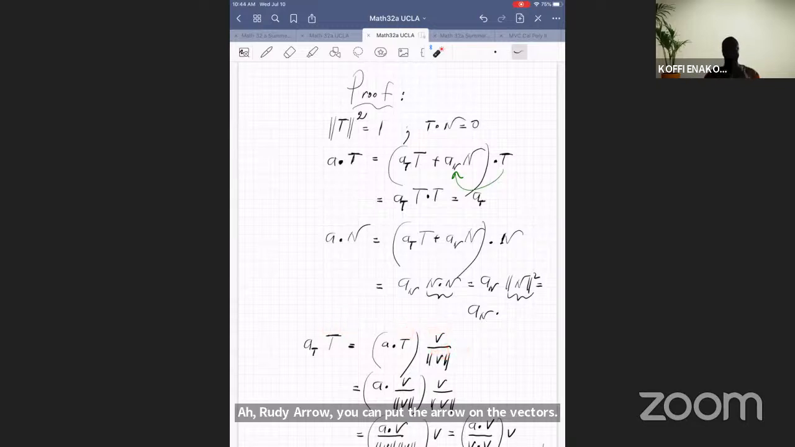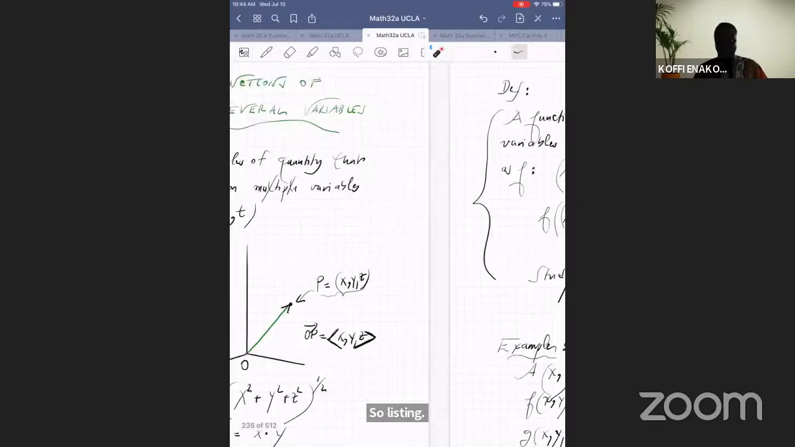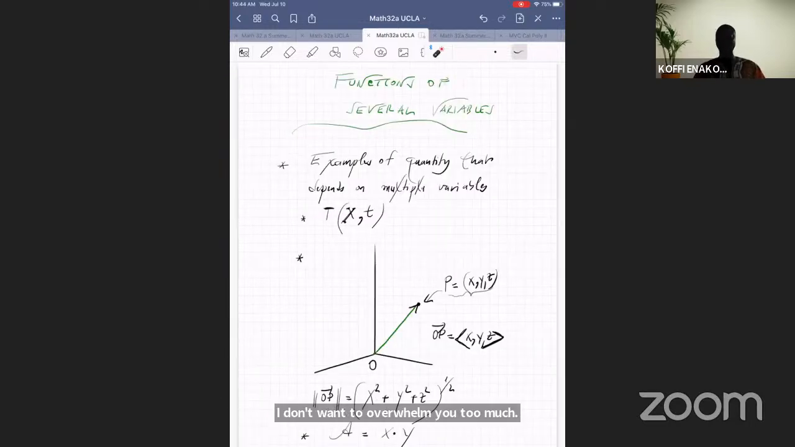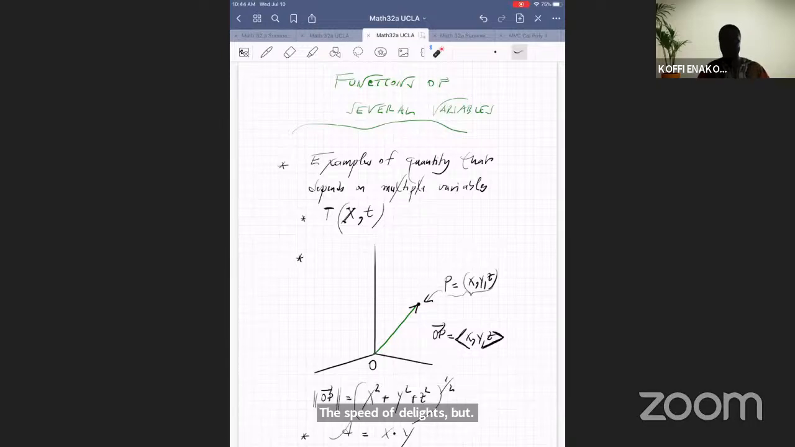All right, great. So listen, I don't want to overwhelm you too much with this. I don't want to give the impression that we are moving at the speed of light, but it's the compression of the class that is like that. So let's pause over here for this week. Next week, when we meet, we'll start discussing functions until the end of the quarter.